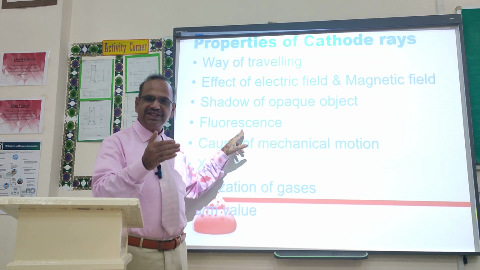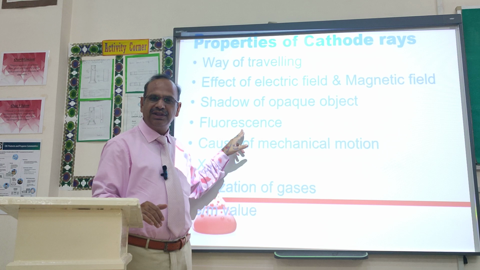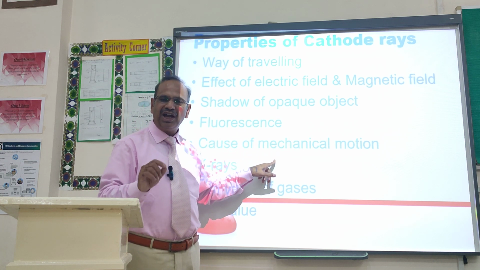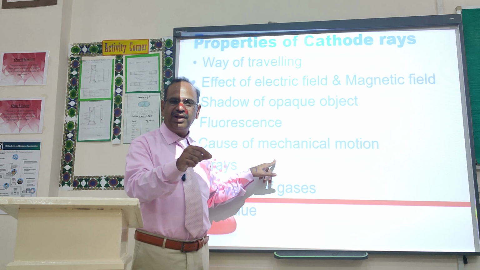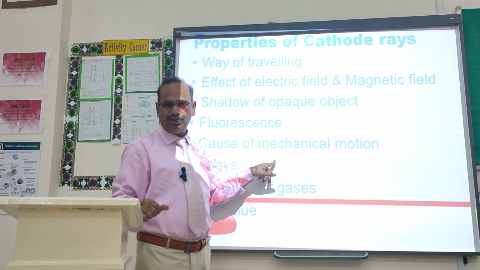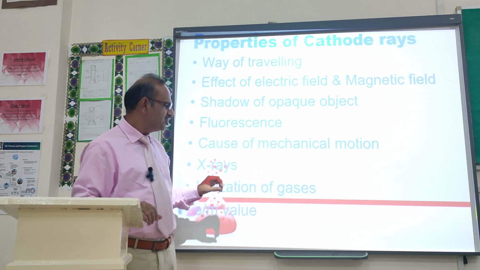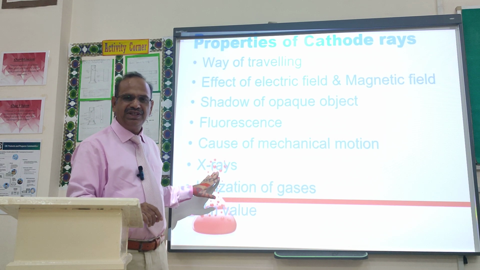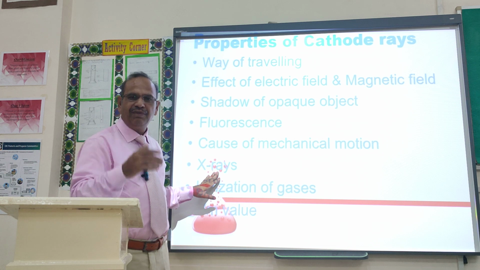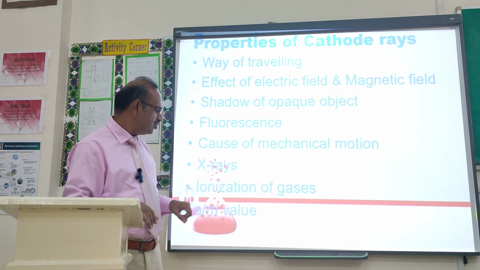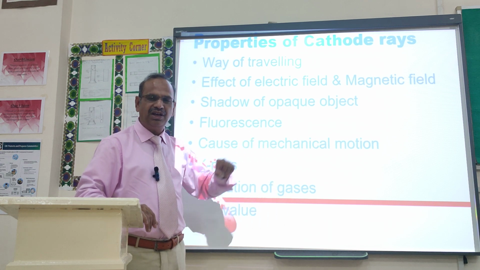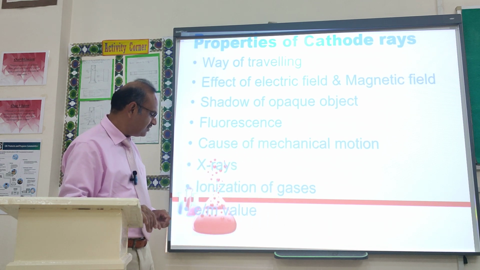If a fluorescent screen is placed in their path, they can affect it. If a light paddle wheel is placed in their path, they can cause mechanical motion. It means they have some energy. And they can also produce X-rays. If they strike the anode having a high atomic number, they can produce X-rays. If these cathode rays pass through gases, they can ionize the gases as well.